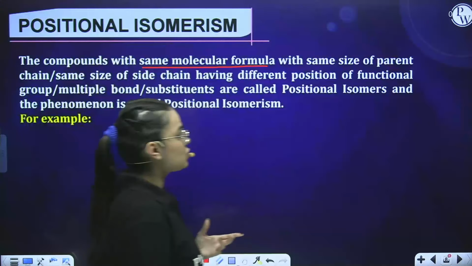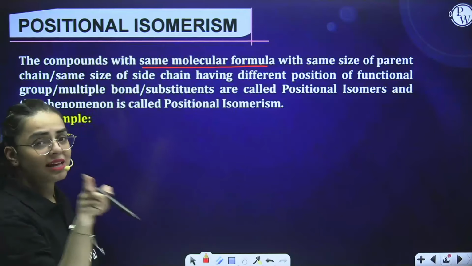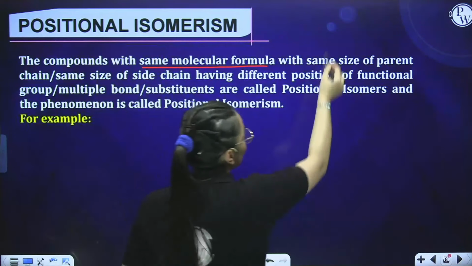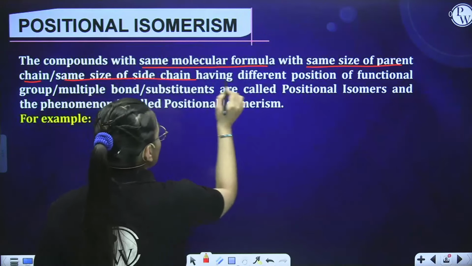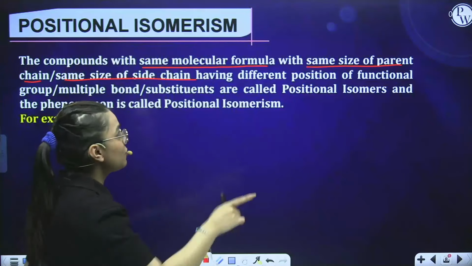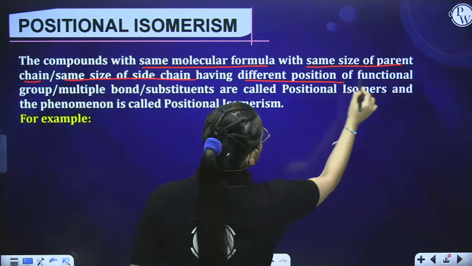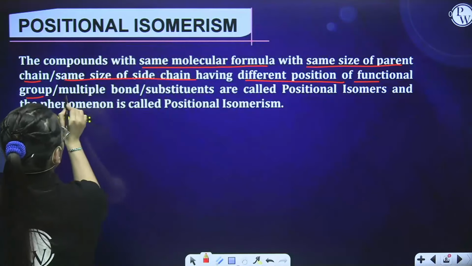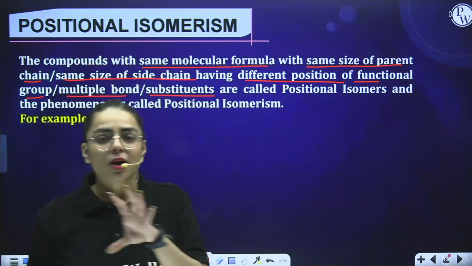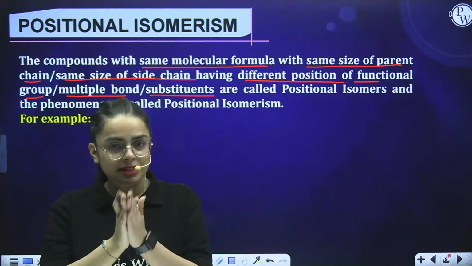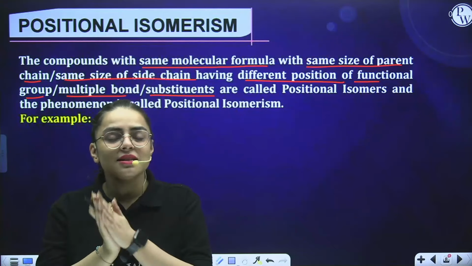So in positional isomerism, again there is the same molecular formula. Now with the same size of parent chain, listen to this carefully. You are getting the same size of parent chain or the same size of side chain, but what is the difference here? The difference is in its position. So there is a different position of the functional group, multiple bond, or substituents. Now what you are going to observe is the same molecular formula, same size of parent chain, same size of side chain, and the difference lies in the position.